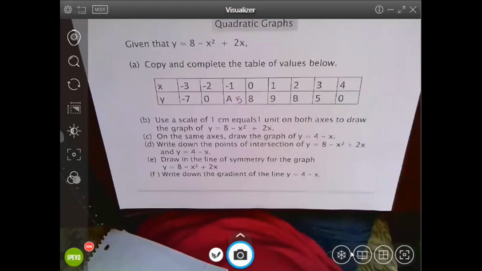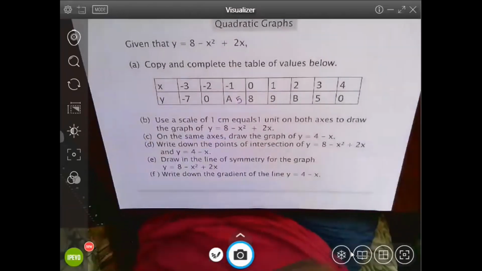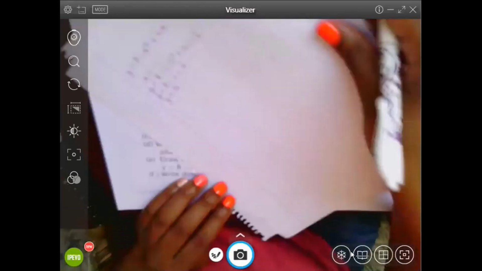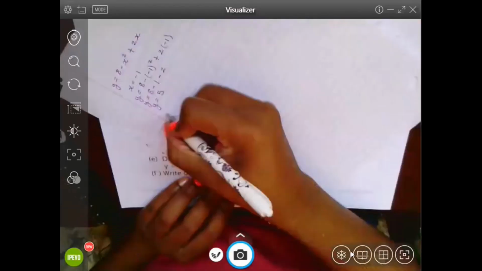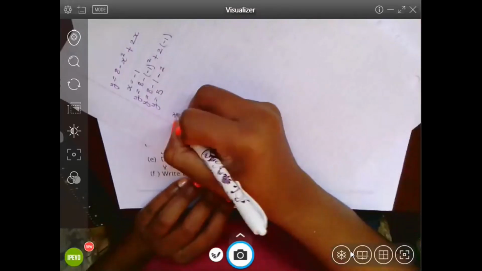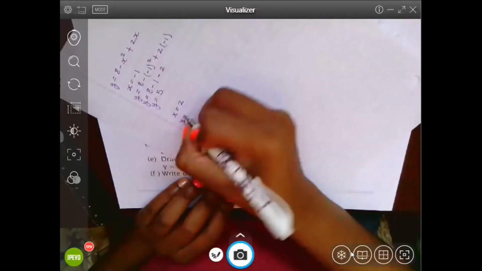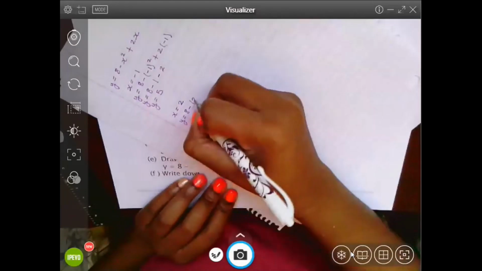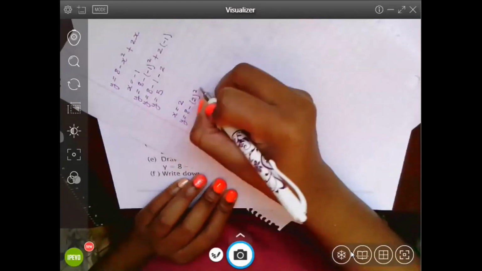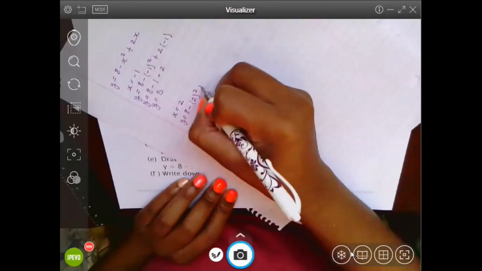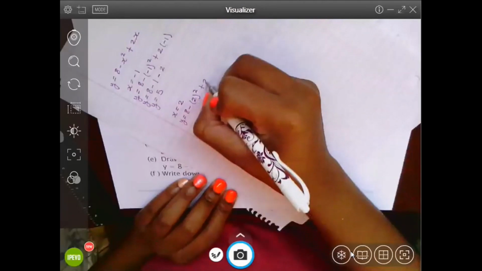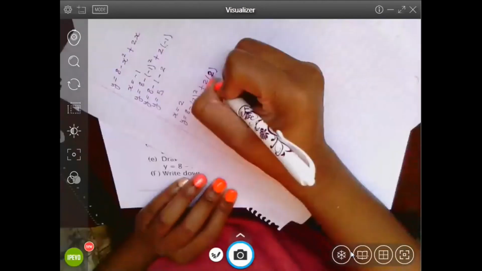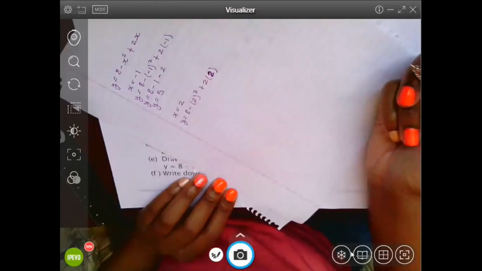And now let me repeat the same process for when x equals 2. X equals 2. So y equals 8 minus 2 squared plus 2 times, sorry, 2 times 2. All right, so now we're going to simplify.